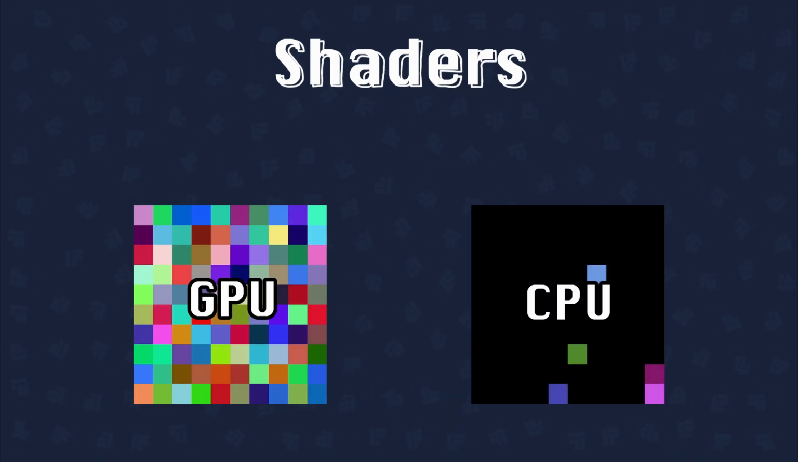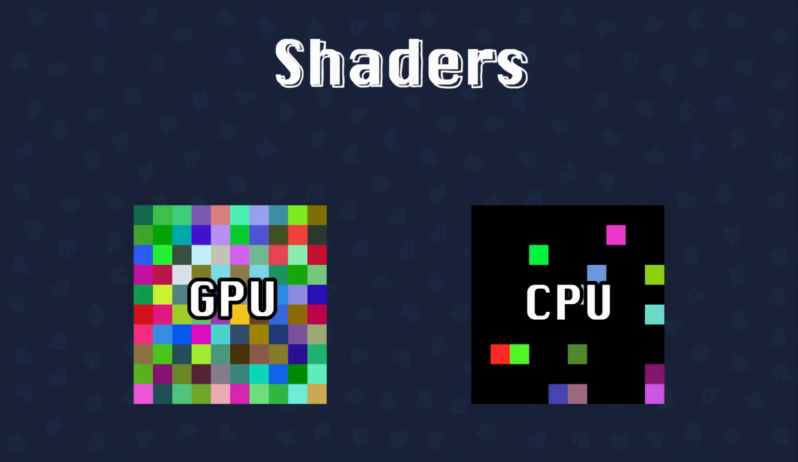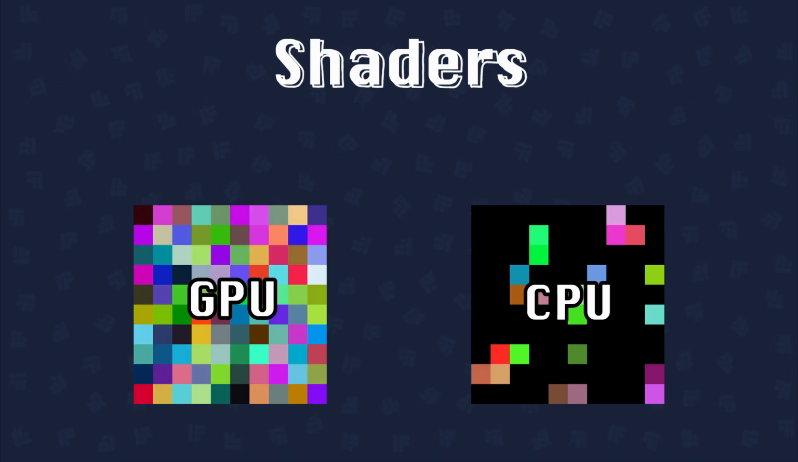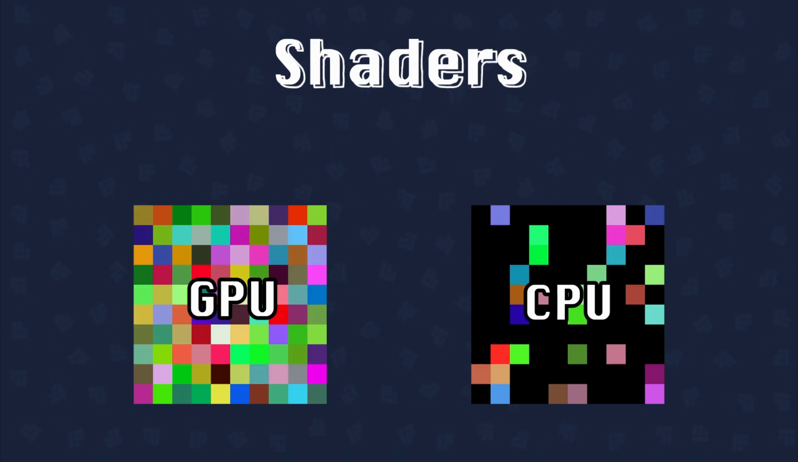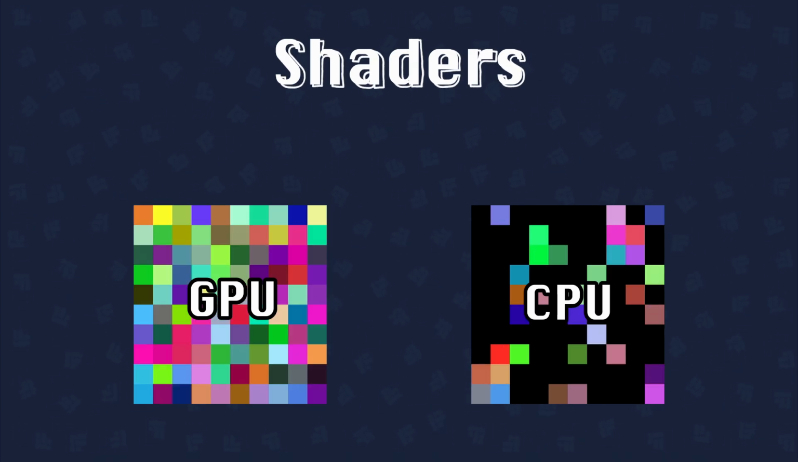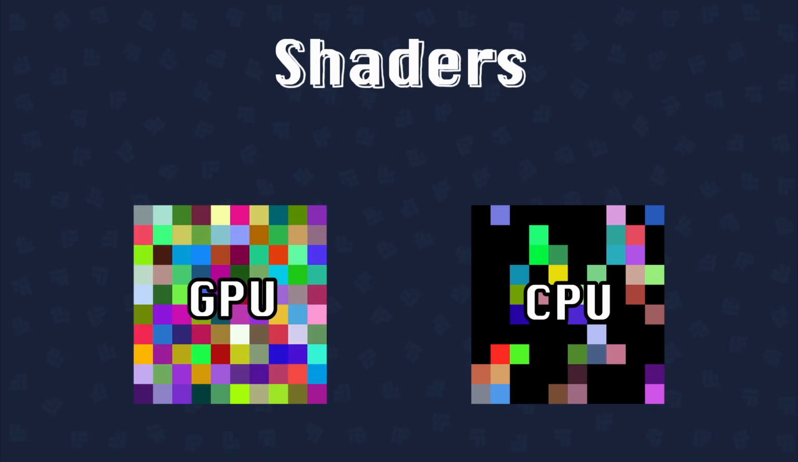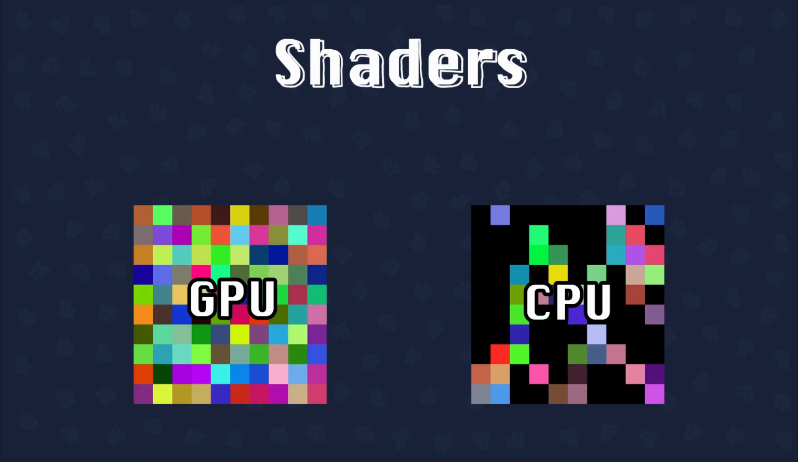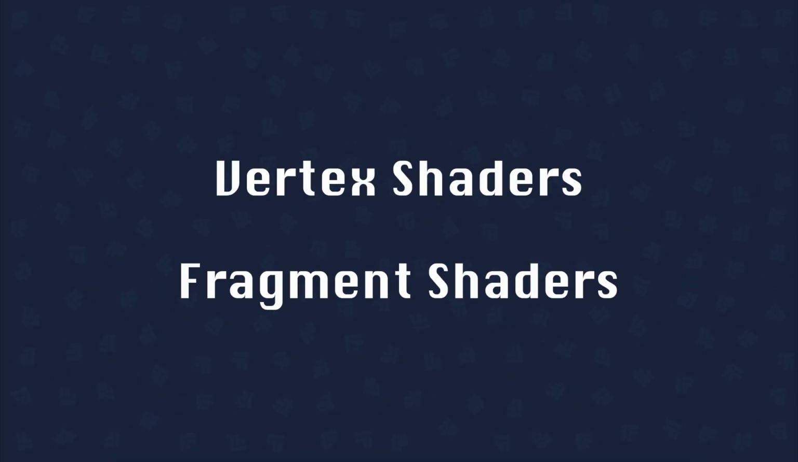Because the GPU is designed to handle many operations at once, shaders are written to run in parallel. That means they can work on thousands of points or pixels at the same time, which makes them very fast and efficient for graphics processing. There are different types of shaders, each with a specific role in this process. Two of the most important types are vertex shaders and fragment shaders.